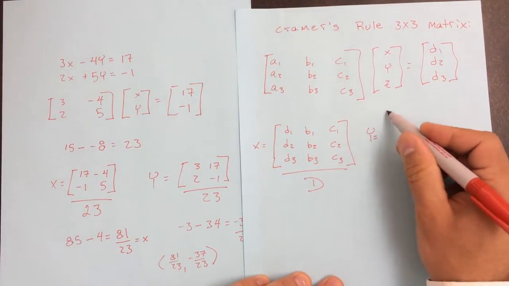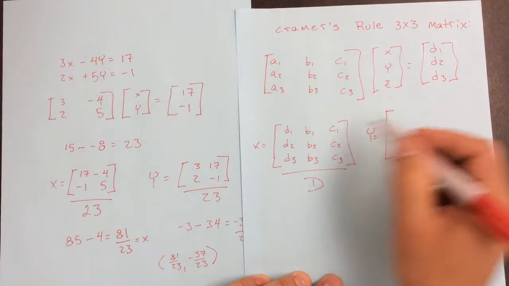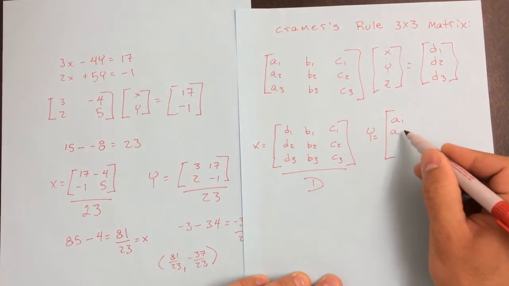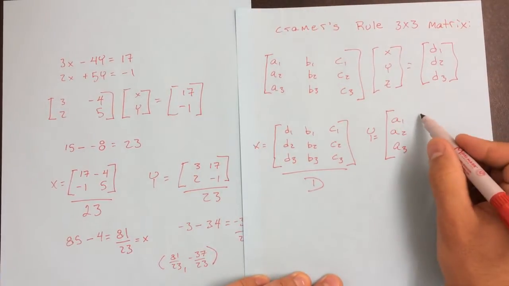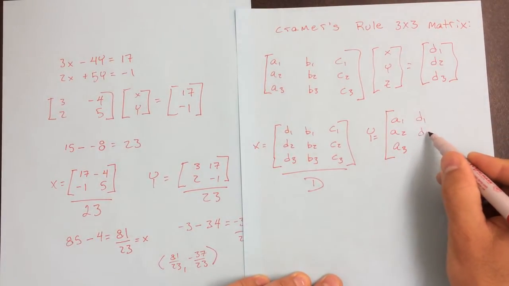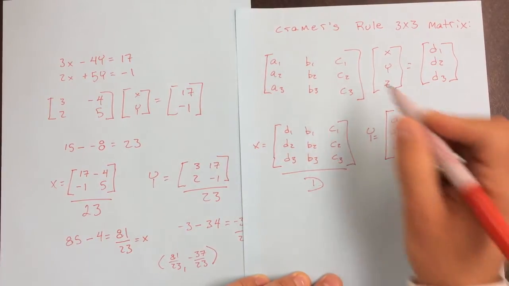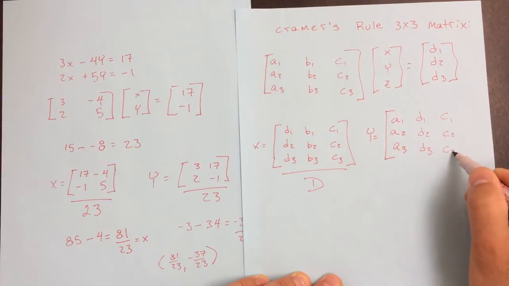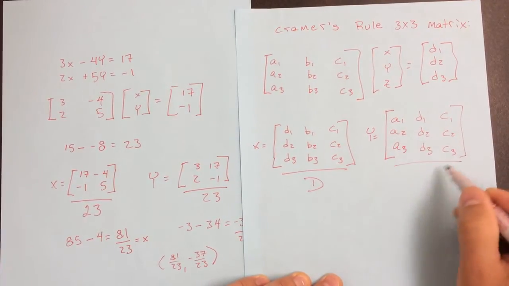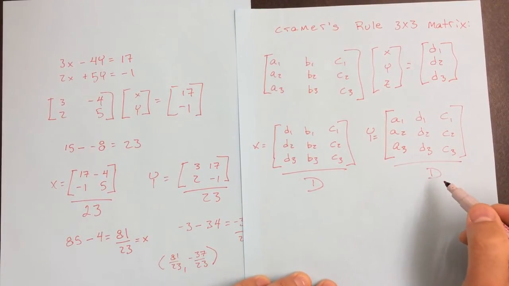Y is going to equal, your X's remain the same, so it's A1, A2, A3. Your Y's are getting replaced with the solution, so it's D1, D2, D3. And your Z's stay the same, C1, C2, C3. Over the determinant of the original matrix.